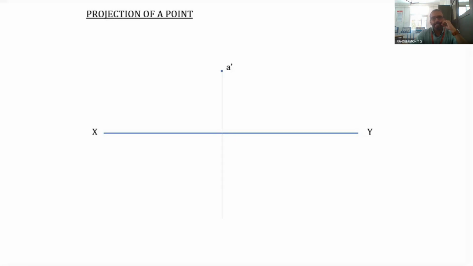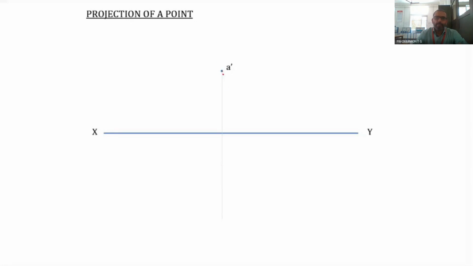Now you extend this vertical line towards the bottom side also. We assume that the point is in the first quadrant, so that is in front of VP. So we extend the line towards the bottom side of the XY line. When you are drawing it, there is no need to draw the 2 lines separately. You can draw a single vertical line perpendicular to the XY line, and it need not end here. It can extend somewhere up or somewhere down, no problem.